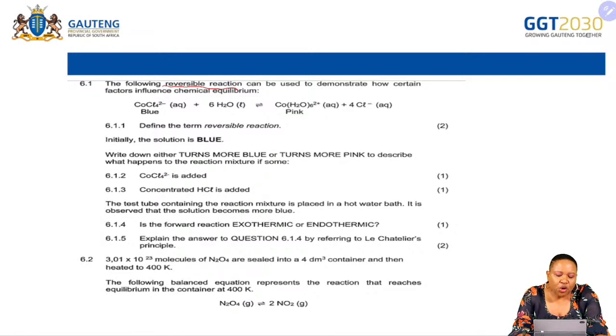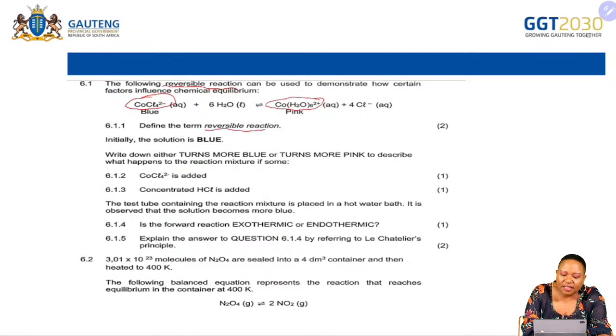We are having CoCl4 2 minus aqueous plus 6 H2O liquid giving you Co(H2O)6 2 plus plus 4Cl minus. The colors of these ions are given. The cobalt chloride ion is blue, and the cobalt hydrate is pink. Therefore, they say define the term reversible. I think by now the definitions were explained to you, and you need to know what you mean by reversible without confusing it with reverse, and it's for 2 marks.